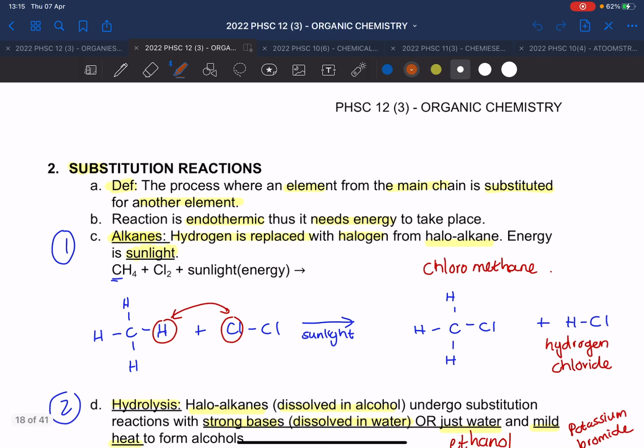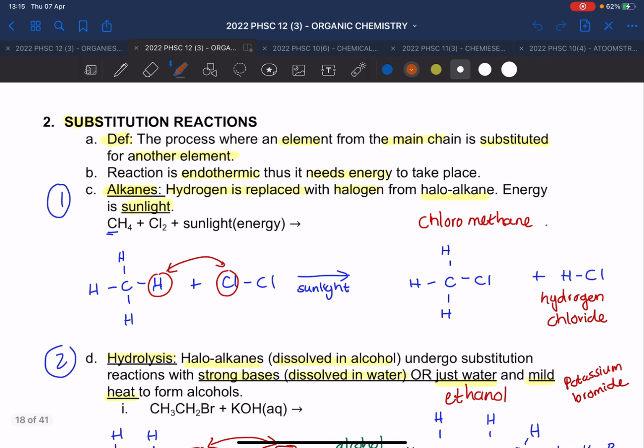Then we had substitution reactions. That is when something substitutes, and I said we must be careful. It must be mild, so you can't have a lot of heat. It must be mild heat. If you have a strong base or an acid, it must be diluted or dissolved in water.